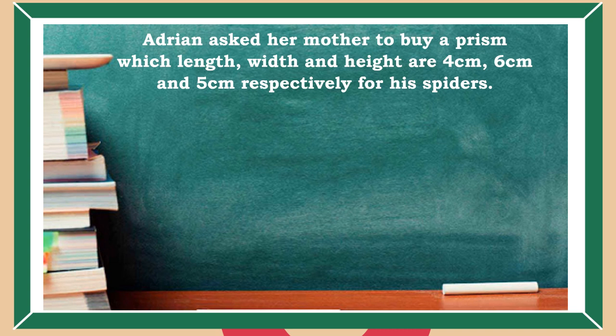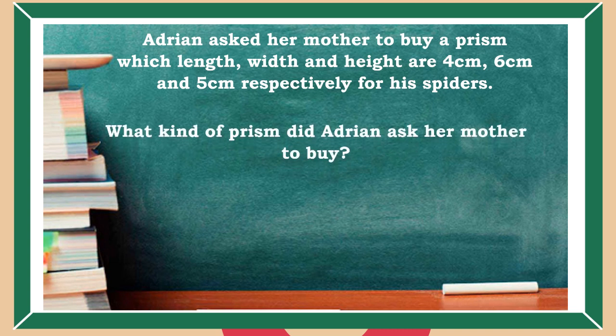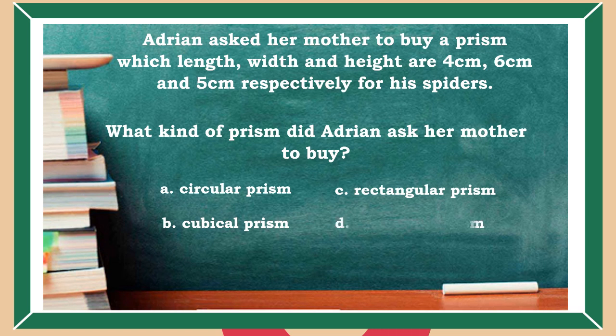Adrian asked her mother to buy a prism which length, width, and height are 4 cm, 6 cm, and 5 cm respectively for his spiders. What kind of prism did Adrian ask her mother to buy? A. Circular prism. B. Cubical prism. C. Rectangular prism. Or D. Triangular prism. Very good! The correct answer is rectangular prism.